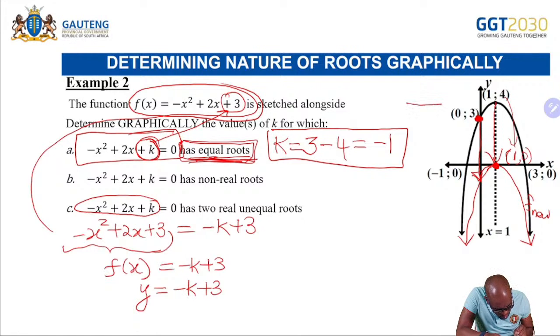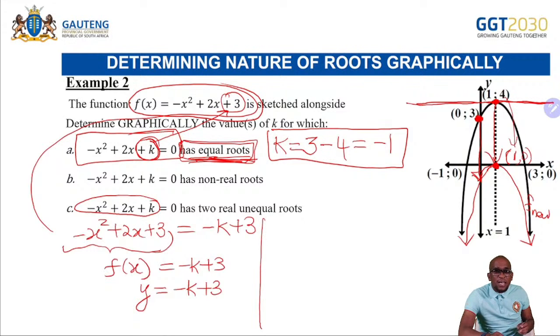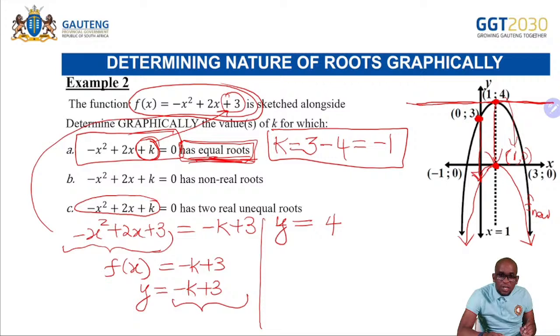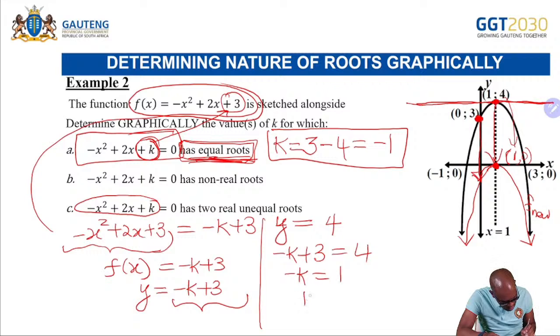Obviously, for me to have equal roots, my line should be at the turning point. Now, what does that mean? If the line is at the turning point like that, it means y equals 4. At the turning point, the y value is equal to 4. But my line of movement now is negative k plus 3, which means negative k plus 3 is equal to 4. Negative k is equal to 1.